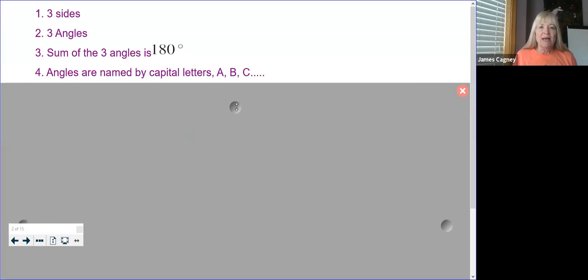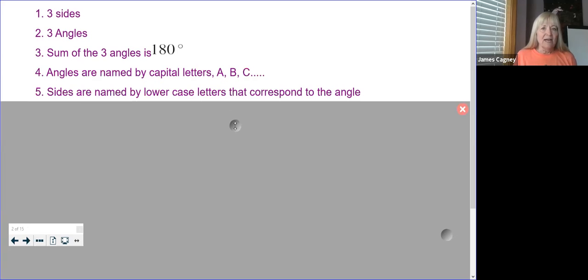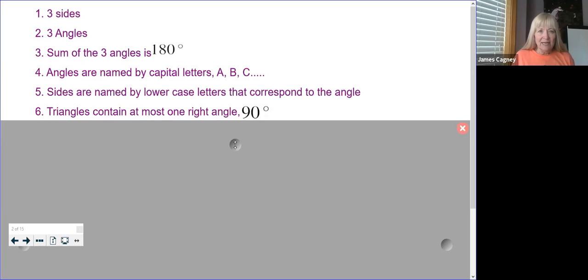Angles are named by capital letters. So A, B, C, we could call them D, E, and F. It doesn't really matter. It's just that they're usually capital letters. Sides are named by the lowercase letters that correspond to the angles. So side a, side little b, side little c.